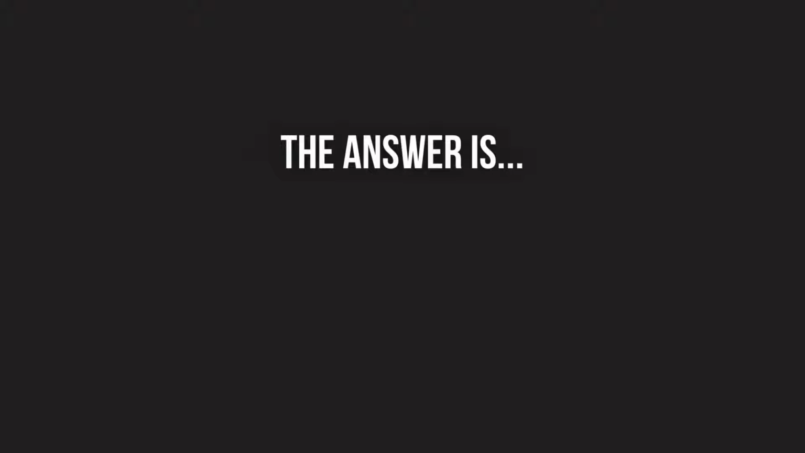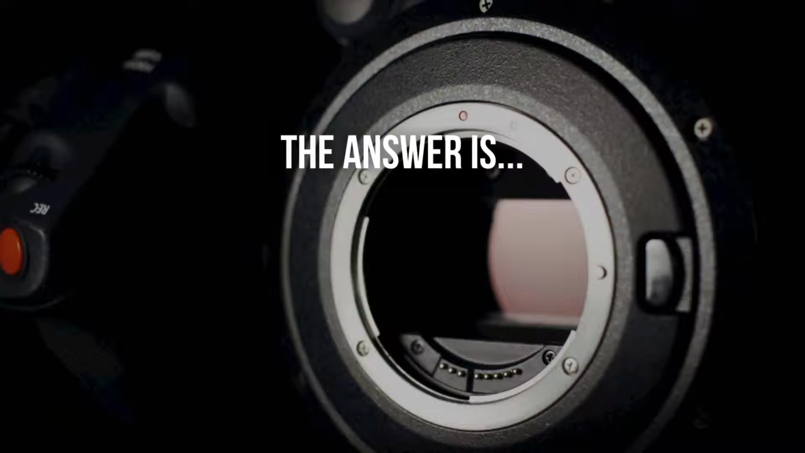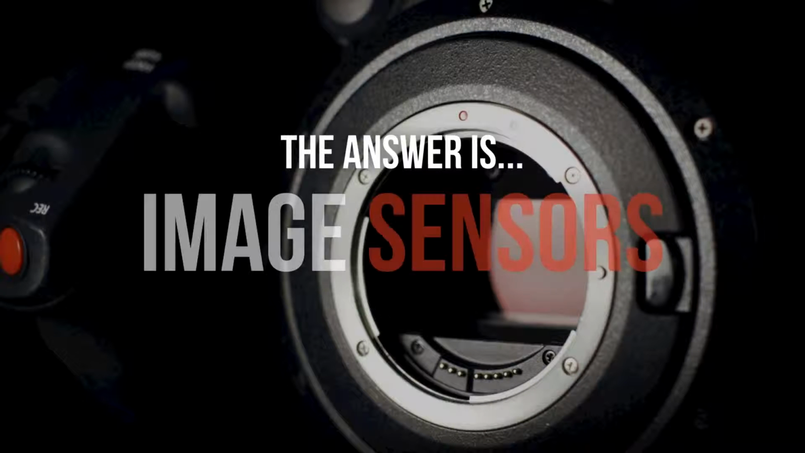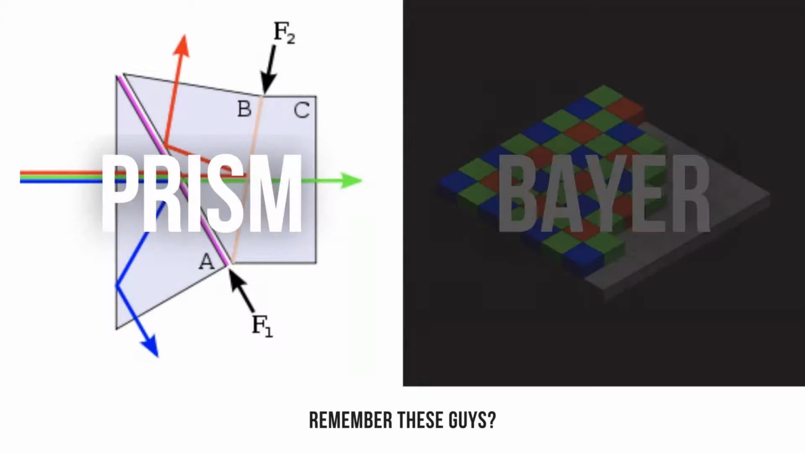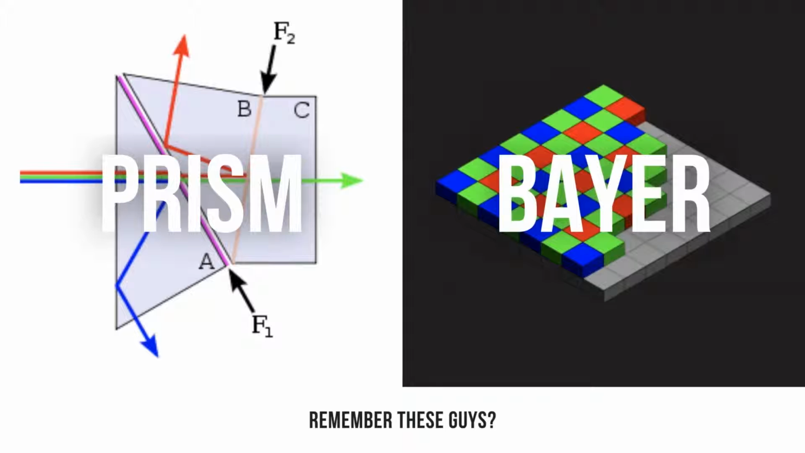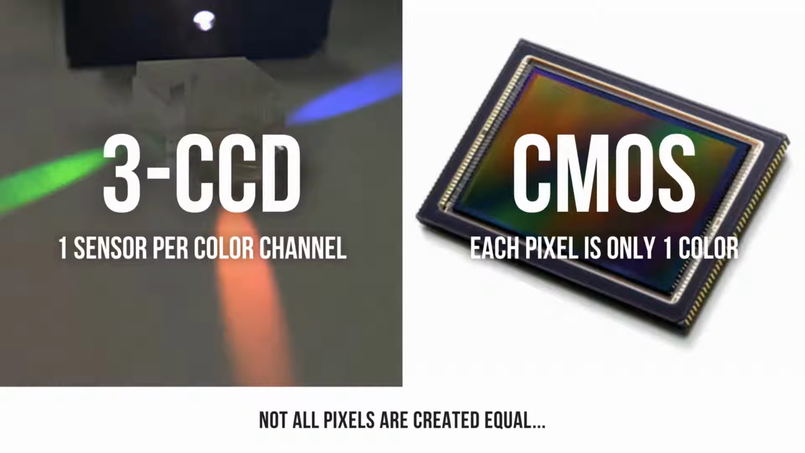Well, the answer is image sensors. An image sensor is a measurement device that's used to capture light as data. So remember these guys, Prism and Bayer? Well, they tie in very closely to the different kinds of sensor technology that we have.